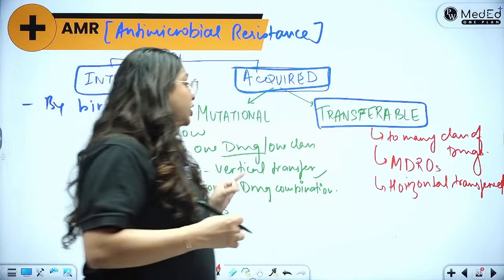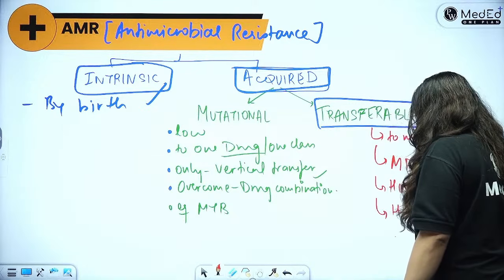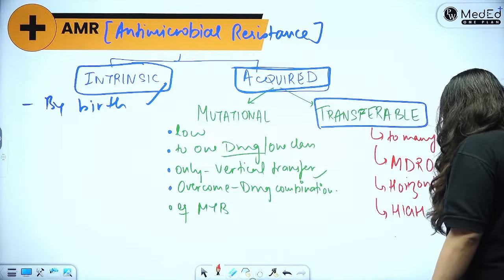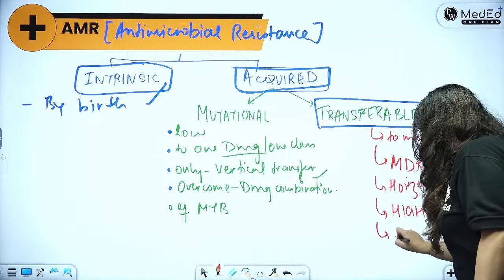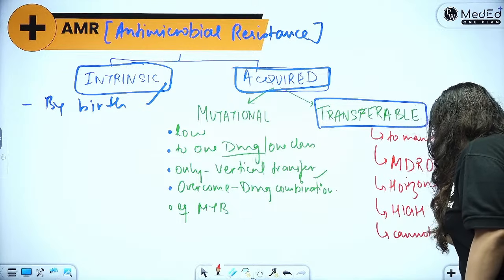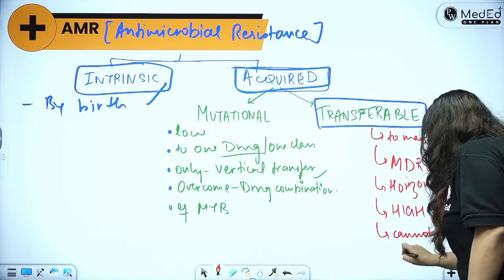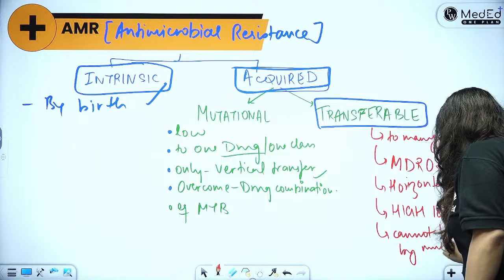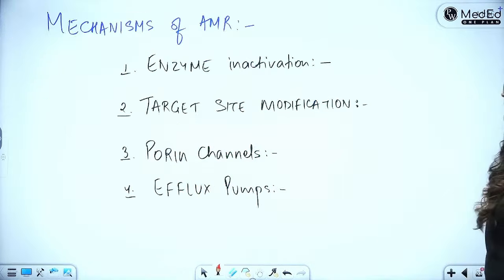This cannot be overcome by drug combinations, and there is a very high level of resistance which is associated with these transferable drug resistance, and they cannot be overcome by multiple drugs. So that is why it becomes difficult to treat your multiple MDROs.